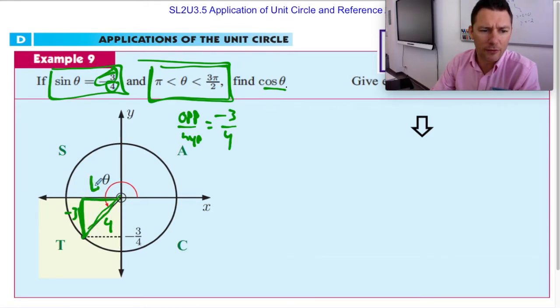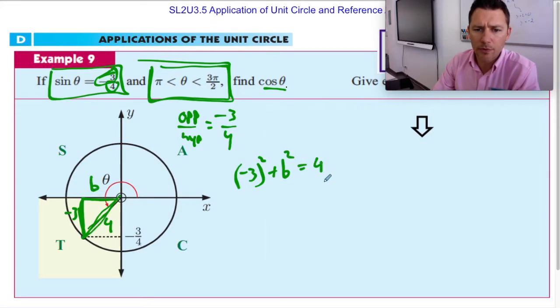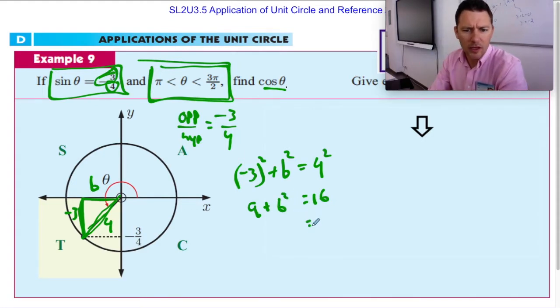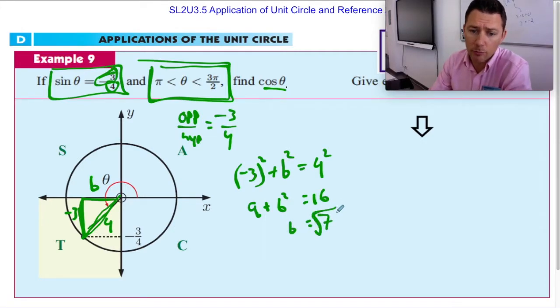You have to find this other side b. We know that a squared plus b squared should be c squared. C is the hypotenuse, so c should be 4 squared. This becomes, what, 16 and 9 and b squared. And so this becomes, what, 7? So b squared is 7, so b is just root 7. So we know that that's this length.